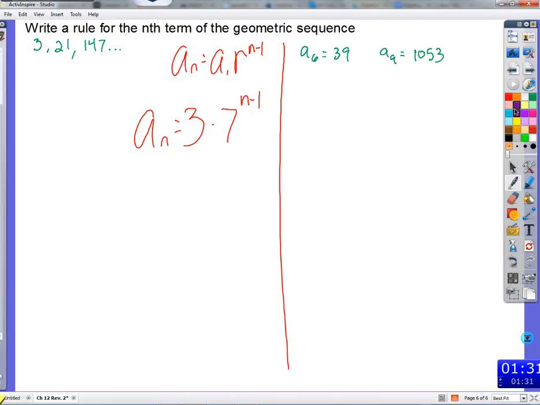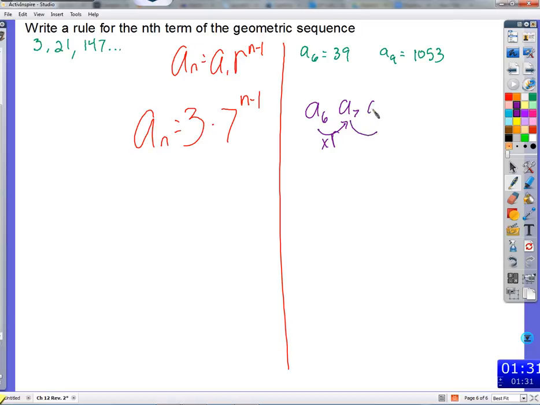Let's find out for sure by applying what we know about geometric sequences. What do we know about geometric sequences? It's like you're multiplying, right? So from A sub 6 to get to A sub 7, I would multiply by what? I don't know. So we'll call it R. I don't know what it is. We'll create an equation and solve for R.